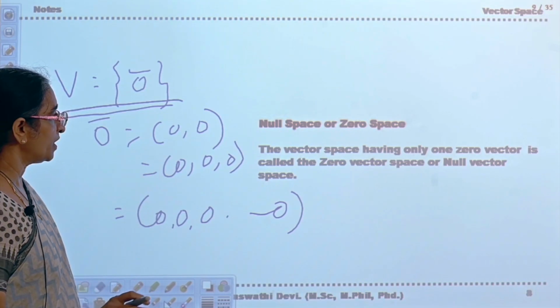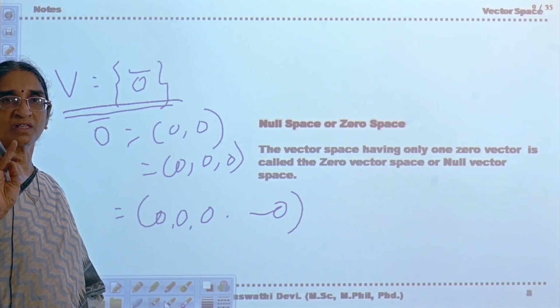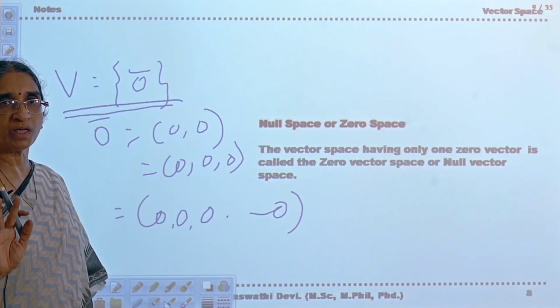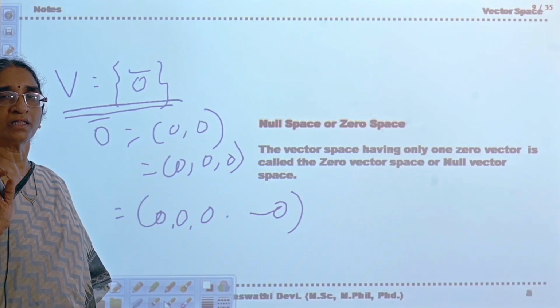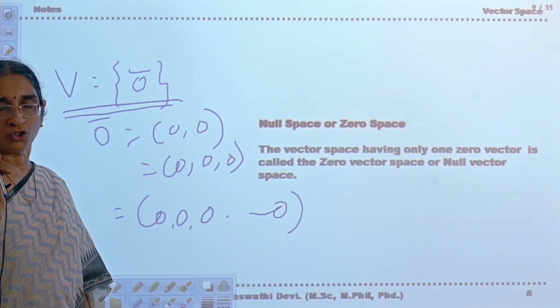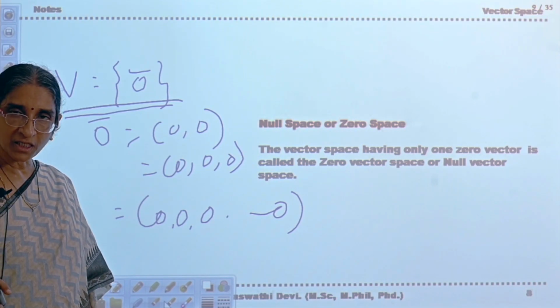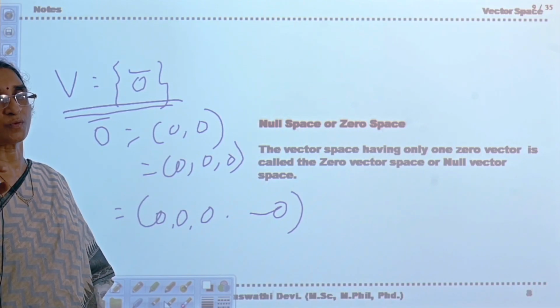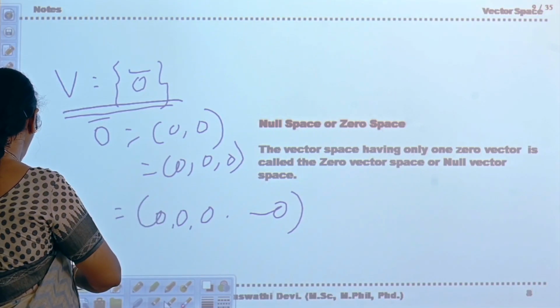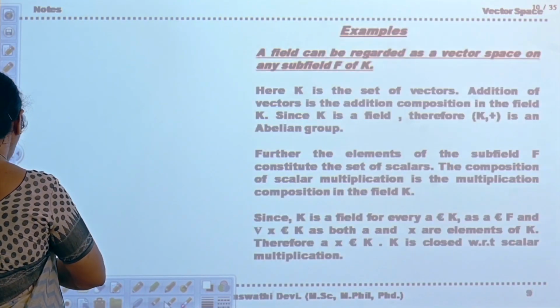Now, is it clear? Null space or zero space is nothing but a vector space which contains a singleton zero element, zero vector, otherwise a singleton zero vector, and it satisfies all the properties of vector space. Therefore, it is said to be zero space or null space.